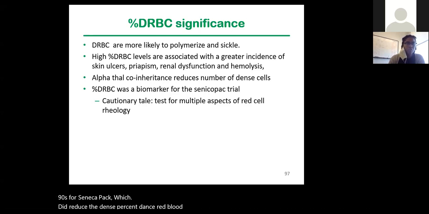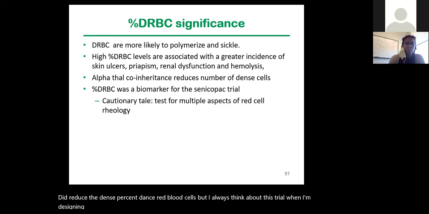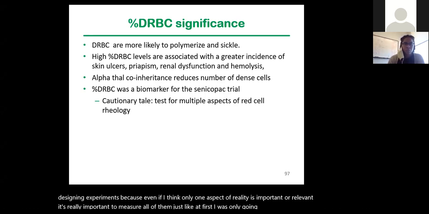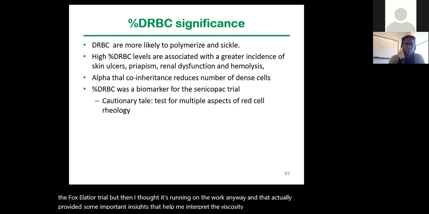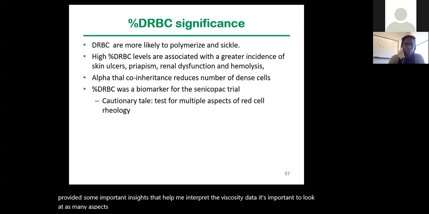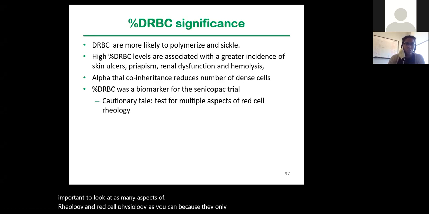But I always think about this trial when I'm designing experiments, because even if I think only one aspect of rheology is important or relevant, it's really important to measure all of them. Just like at first I was only going to do viscosity for the voxelotor trial, but then I thought, well, let's run it on the Lurka anyway, and that actually provided some important insights that helped me interpret the viscosity data. It's important to look at as many aspects of rheology and red cell physiology as you can, because they only looked at percent dense red blood cells for Seneca-Pac.